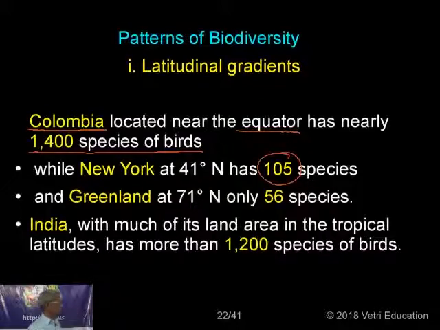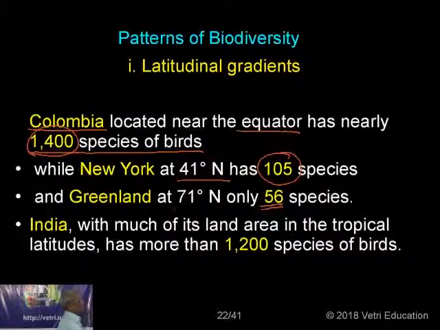In Greenland at 71 degrees north, only 56 species are there. As you go north, the number of species decreases. Near the equator it is 1,400, at 41 degrees north it is 105, and at 71 it is 56 species. India, with much of its land area in the tropical latitudes, has more than 1,200 species of birds. Okay, 1,200 species of birds we have today in our country.